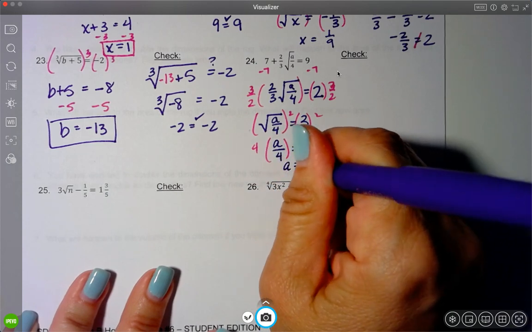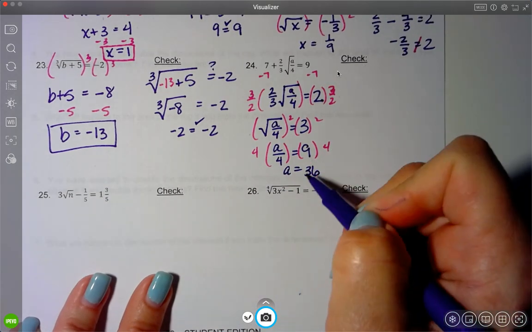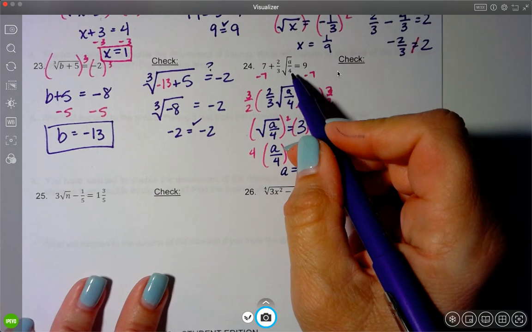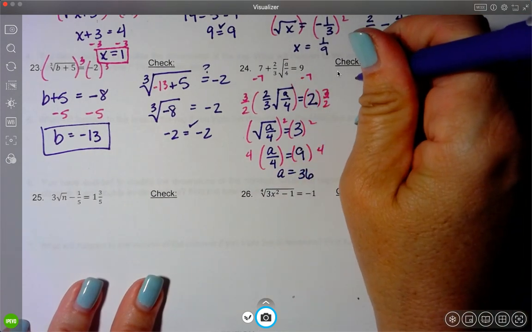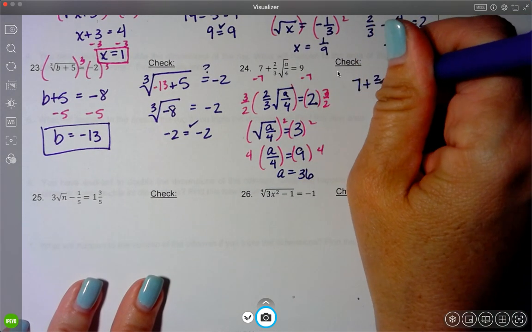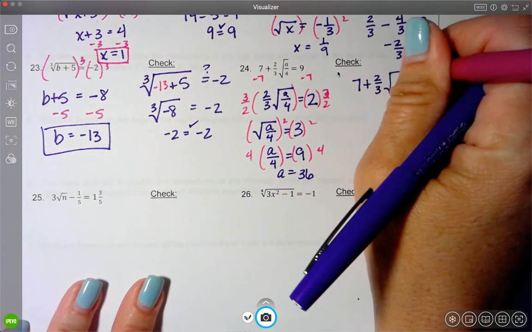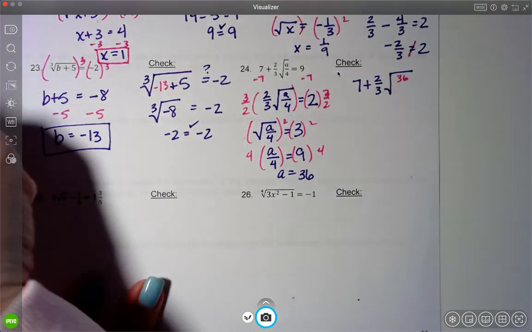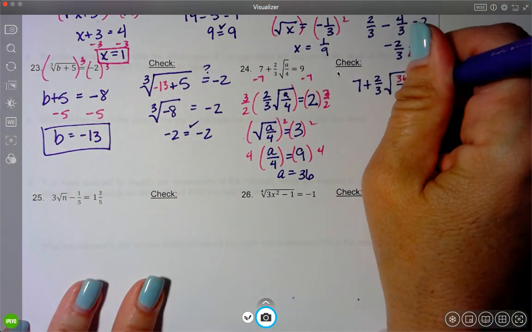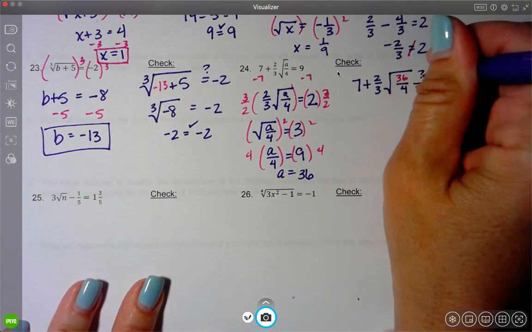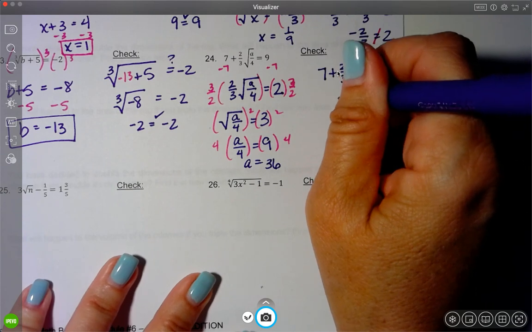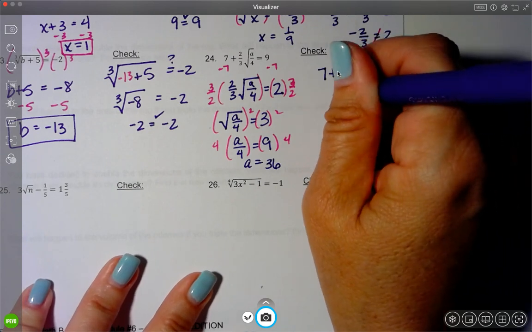And I want to check to see if 36 really works for a in my original equation. So 7 plus 2/3 times the square root of 36, which is the solution I got, over 4. I want to know if that equals 9. So I'm checking. I'll just work this out.